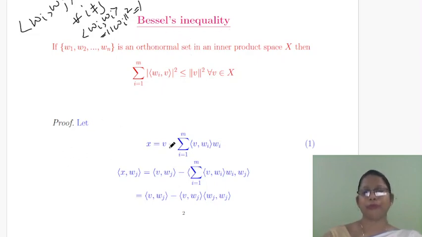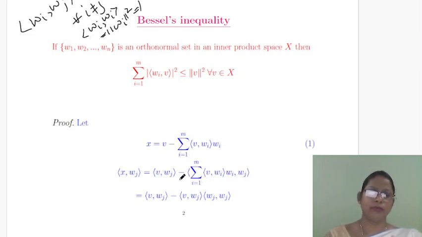Proof. We consider x equal to v minus the sum over i ranges from 1 to m of inner product of v, Wi times Wi. Call this equation 1. Then take the inner product of x with Wj. On expansion, on the right hand side I will get inner product of v, Wj minus the inner product of the sum over i from 1 to m of inner product of v, Wi times Wi, with Wj.